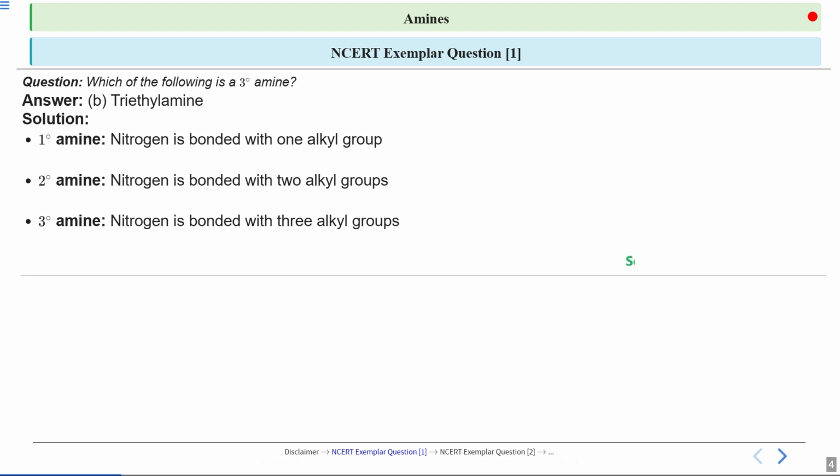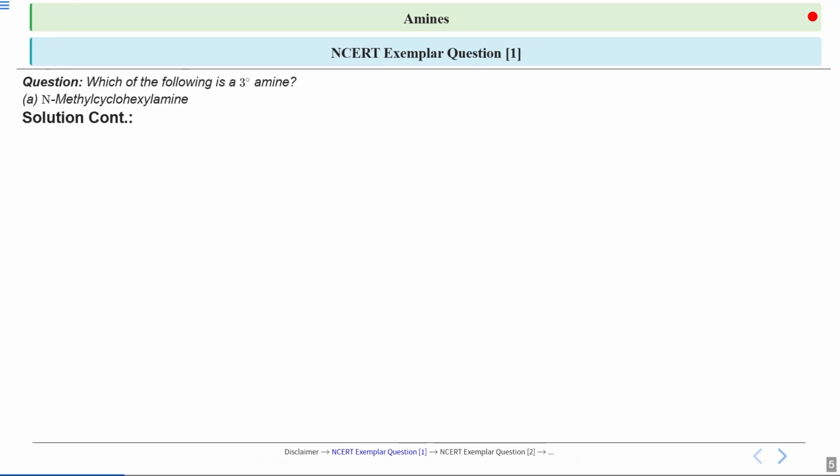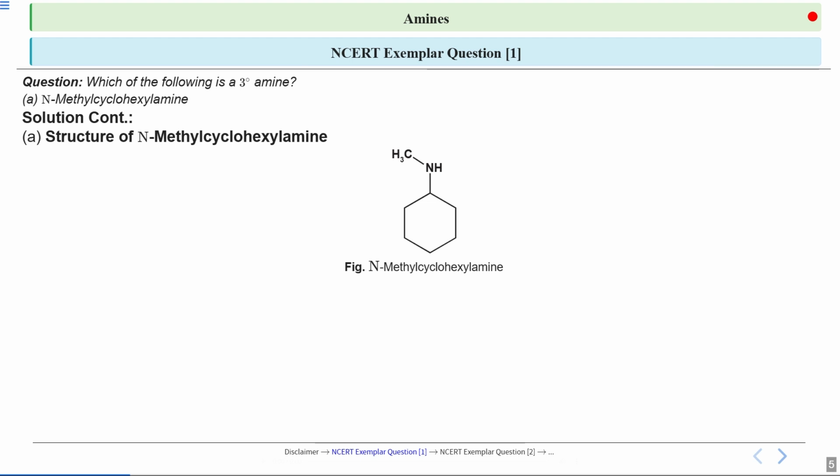So now if we see the structures, we will see that triethylamine is a 3-degree amine. Now if I talk about the first option, N-methyl cyclohexylamine, this is how the structure looks. To this nitrogen there is one cyclohexyl group and one methyl group. So nitrogen is bonded with 1 hydrogen and 2 alkyl groups. So this is a 2-degree amine. Nitrogen is bonded with 1 alkyl group and 1 aryl group, so in this case it is a secondary amine.